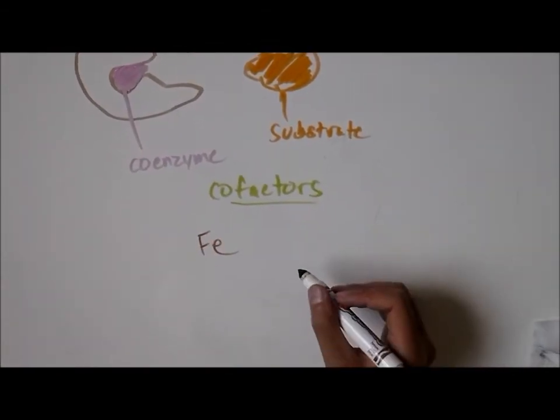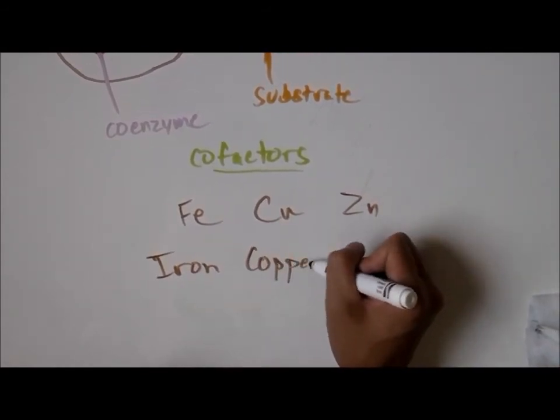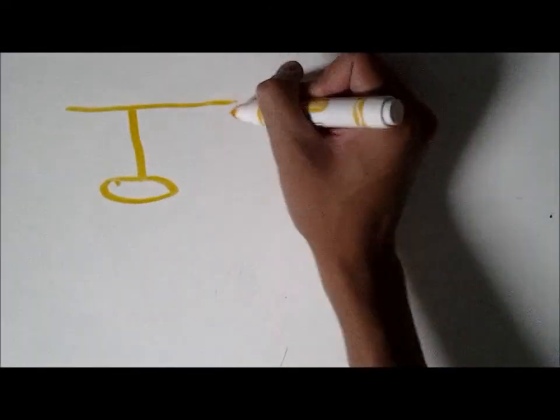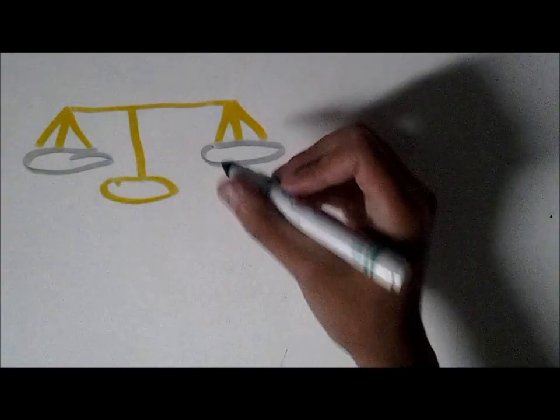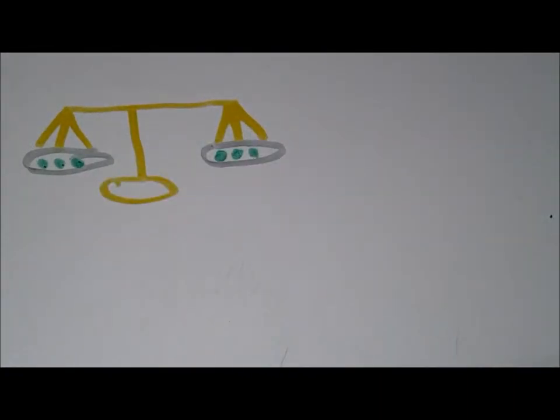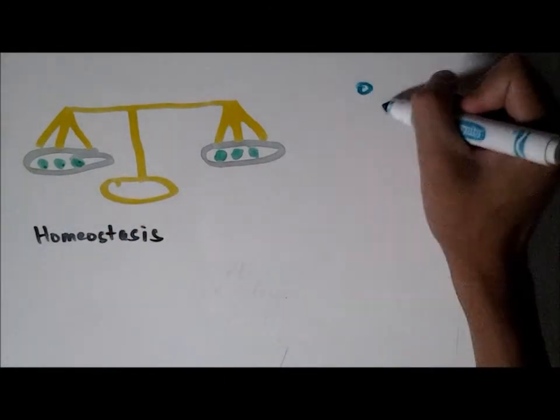Prosthetic groups are permanently bound and have chemical groups attached to hemoglobin. They usually bind electrons, and enzymes are important in maintaining homeostasis. Homeostasis is a tendency toward a relatively stable equilibrium.